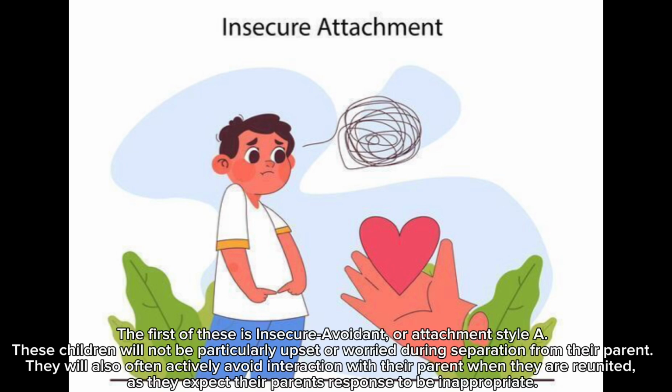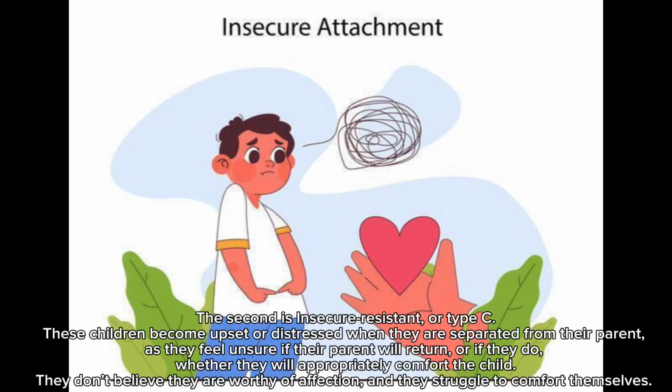The first of these is insecure avoidant or attachment style A. These children will not be particularly upset or worried during separation from their parent, but also often actively avoid interaction with their parent when they are reunited, as they expect their parent's response to be inappropriate. The second is insecure resistant or type C. These children become upset or distressed when they are separated from their parent, as they feel unsure if their parent will return, or if they do, whether they will appropriately comfort the child. They don't believe they are worthy of affection, and they struggle to comfort themselves.